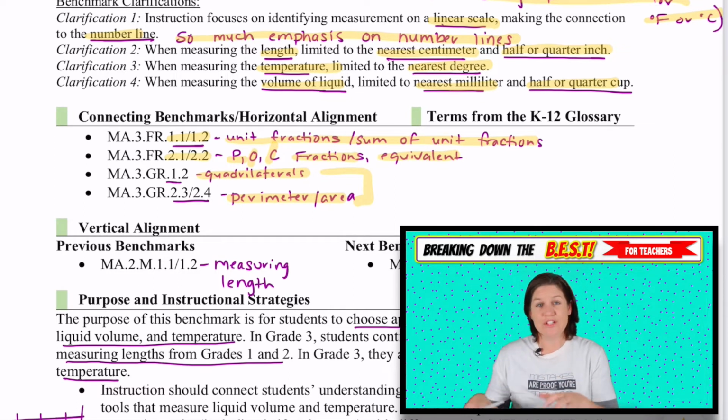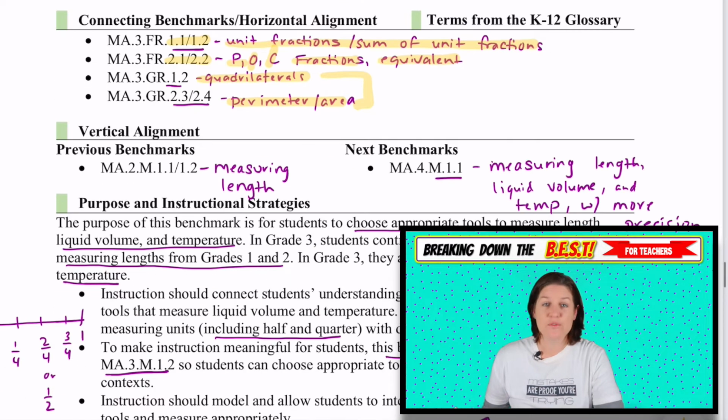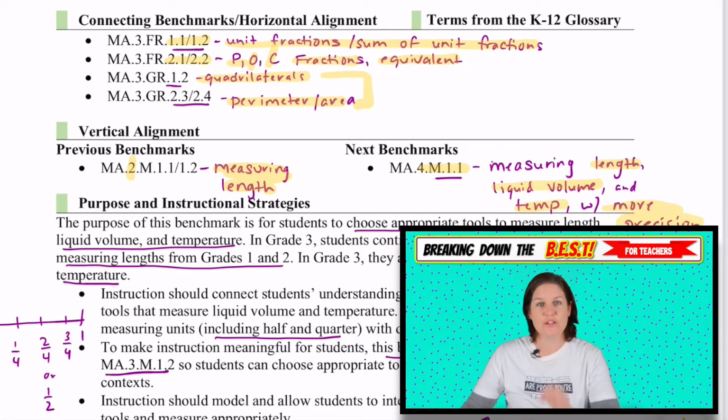So those are related to this benchmark, but that's not what this benchmark focuses on. Okay, so some vertical alignment, where are they coming from? Well, in second grade, they practice measuring length. And in fourth grade, they are moving up to measuring length, liquid volume, and temperature with more precision than what we're doing in third grade.